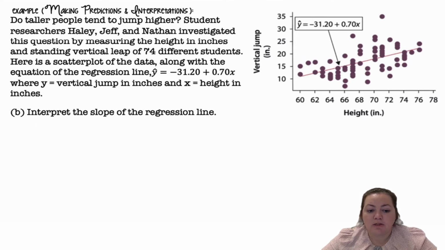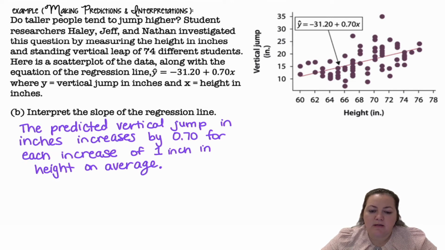All right, interpret the slope of the regression line. So it's a plus bx. b is my slope, so the 0.7 is my slope. So the predicted vertical jump in inches increases by 0.70 for each increase of 1 inch in height on average. Or you could word this in the opposite direction. You could say for each additional increase of height of 1 inch, the predicted vertical jump increases by 0.7 inches. That would work as well.